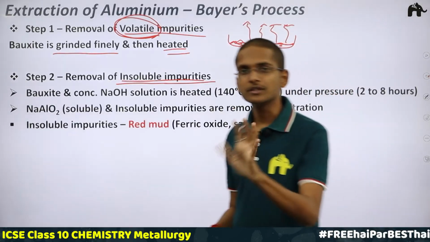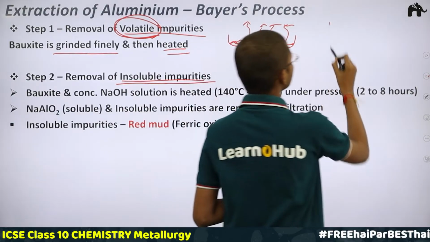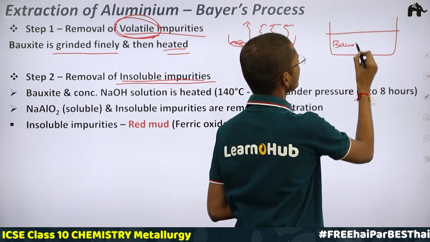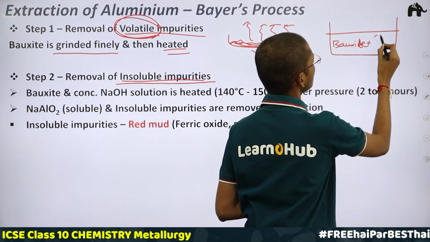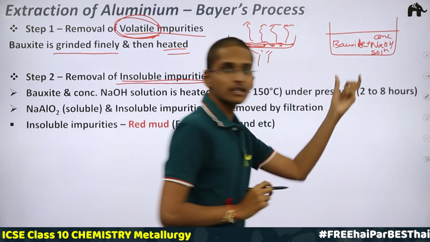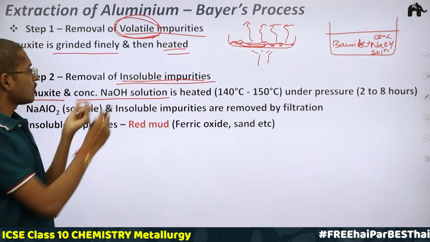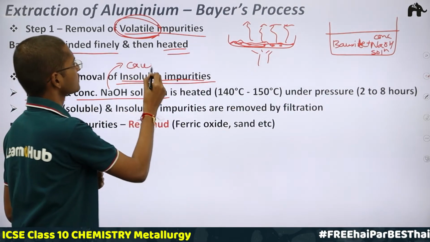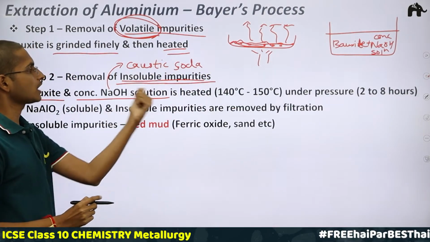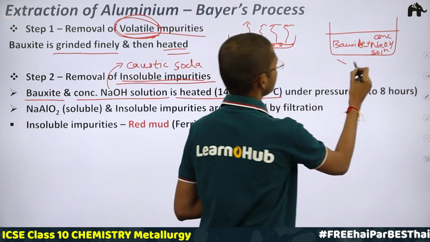What we are actually going to do is take our bauxite, which is finely ground, and take this bauxite along with concentrated NaOH solution. This NaOH, we all know, is called caustic soda. So you can also say we are taking concentrated caustic soda solution. What we are going to do is heat it. Okay, let's bring the burner.